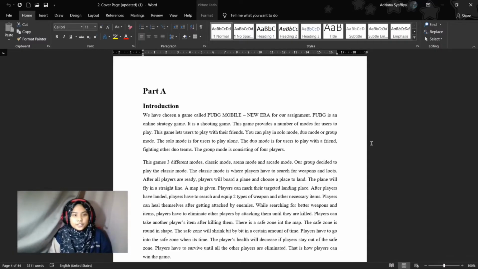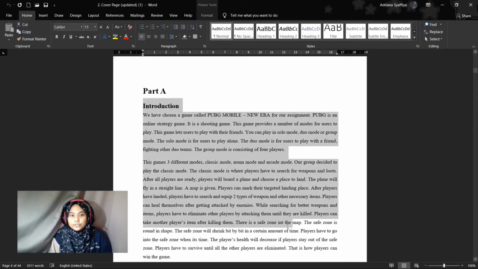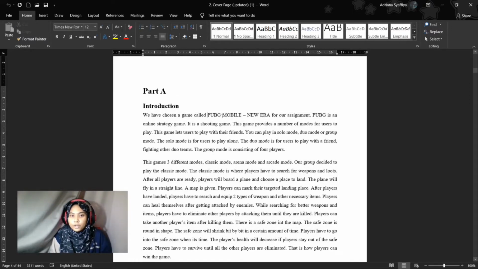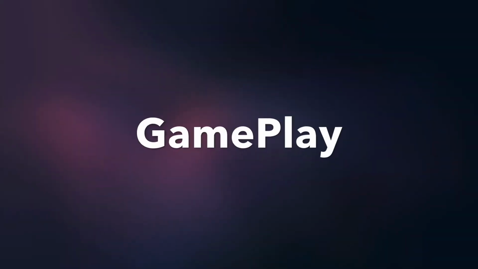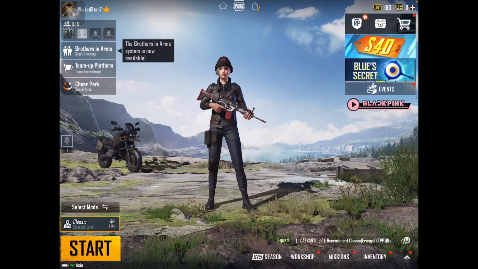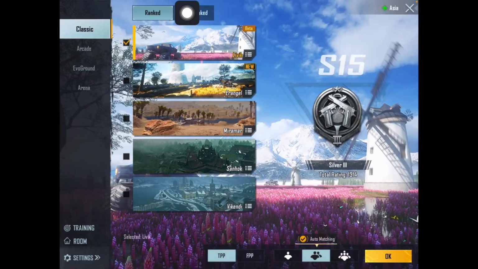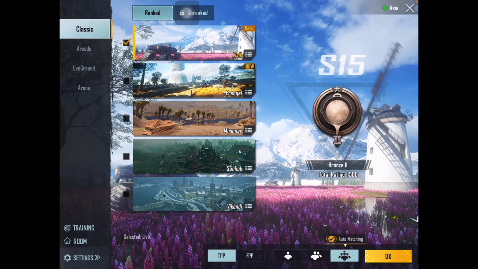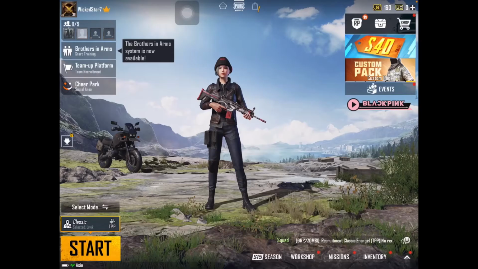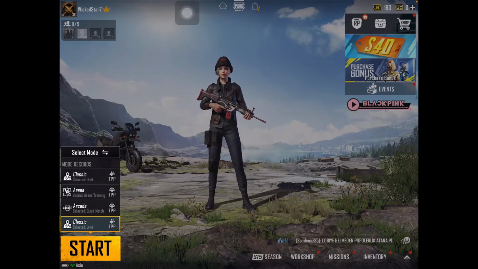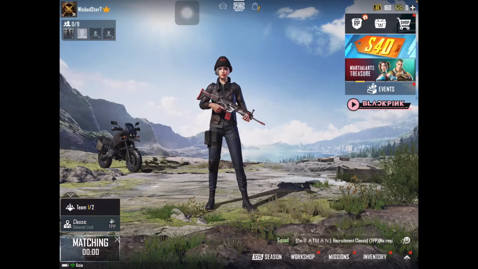So we are going to start with our report presentation. Part A, this is our introduction. We chose the game called PUBG Mobile. So this is the homepage for the game, PUBG Mobile, and here we change the mode, the world, solo, and team mode. And then this is where we can choose the mode, classic mode, and then start.